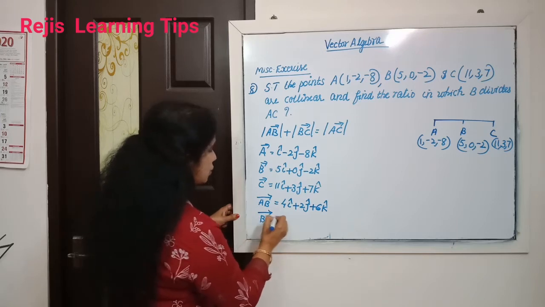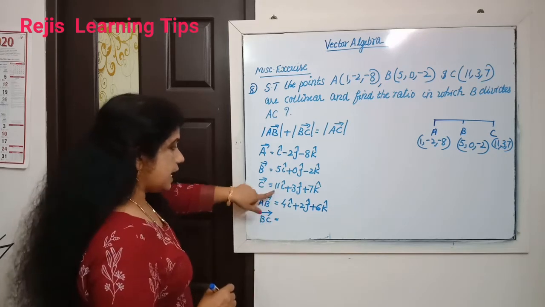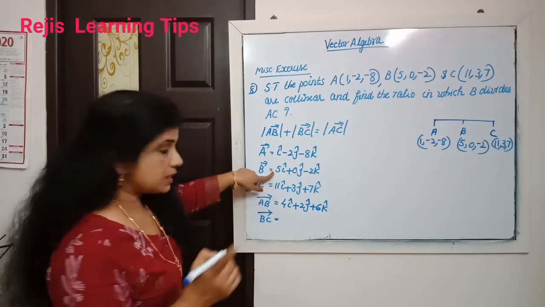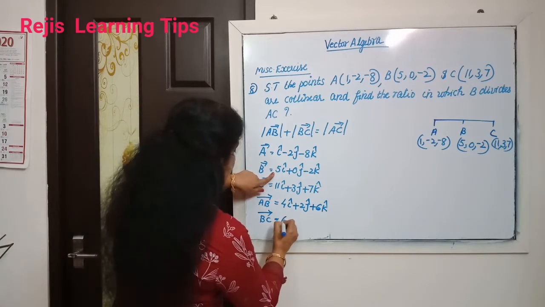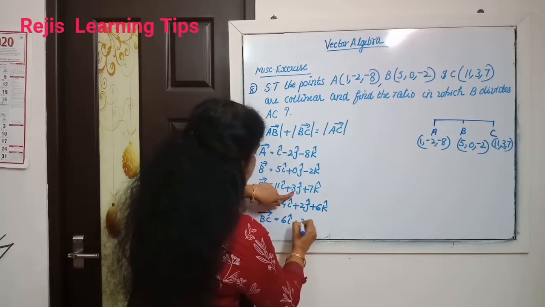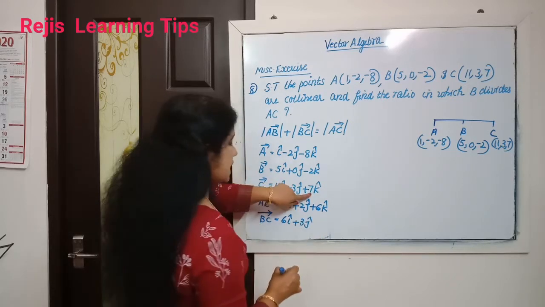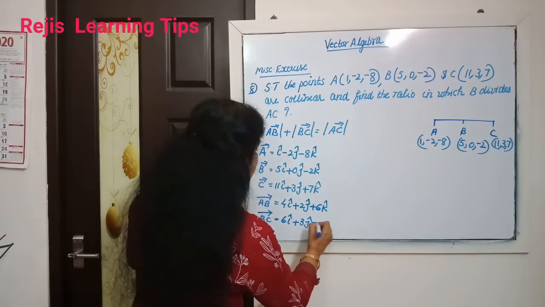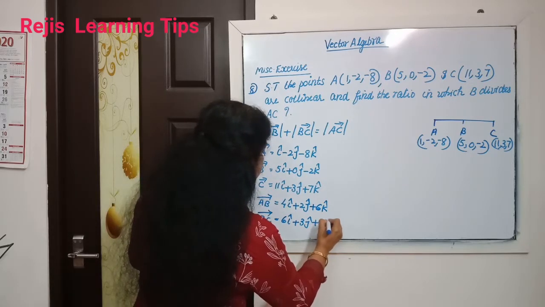Vector BC is equal to C minus B. 11 minus 5 that is 6i cap. 3 minus 0 that is 3j cap. 7 minus of minus 2 that is 9k cap.